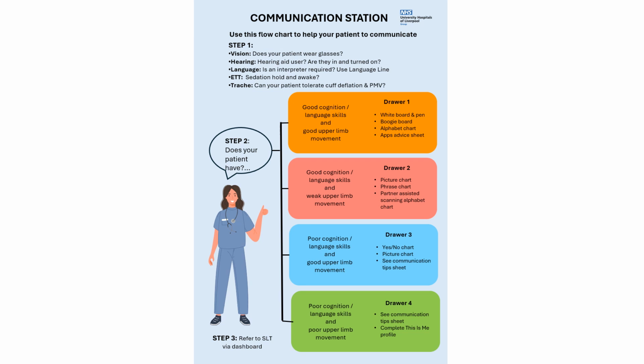If your patient has poor cognition but good upper limb function, go to drawer 3 to find a yes-no chart and simple picture chart. If your patient has poor cognition and poor upper limb function, then picture charts and whiteboards will not be suitable. Go to drawer 4 to find some helpful tips on supporting communication and consider completing a This Is Me profile. Lastly, step 3, refer to SALT on dashboard.